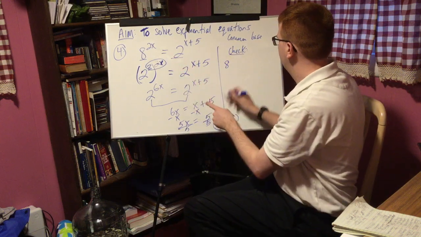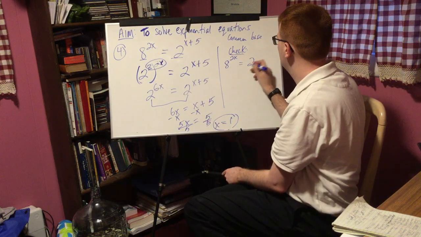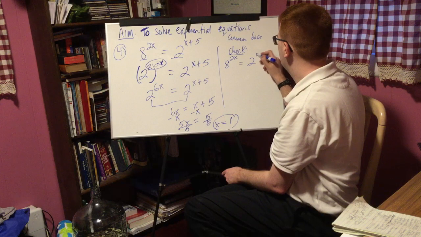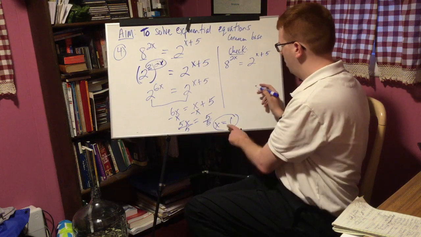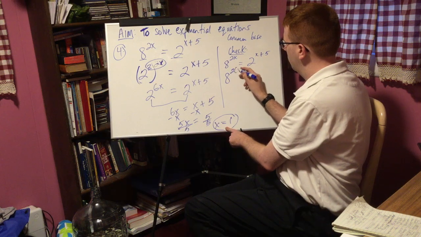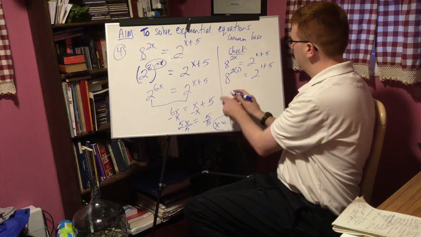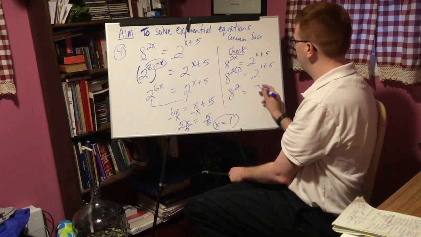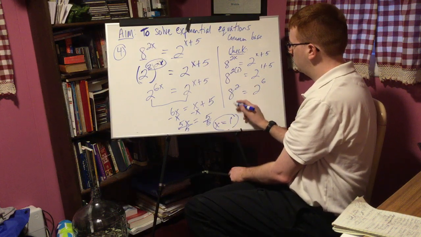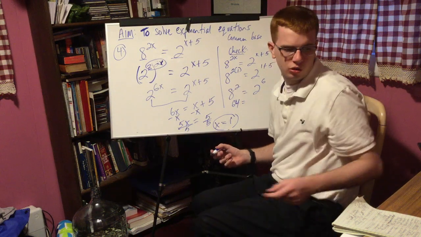Original equation: 8 raised to the 2x power is equal to 2 to the x plus 5 power. We're going to make our substitution of the solution. This is going to come out as 8 squared over here, and 2 to the 6th power over here. 8 squared is 64, and 2 to the 6th power is also the same.